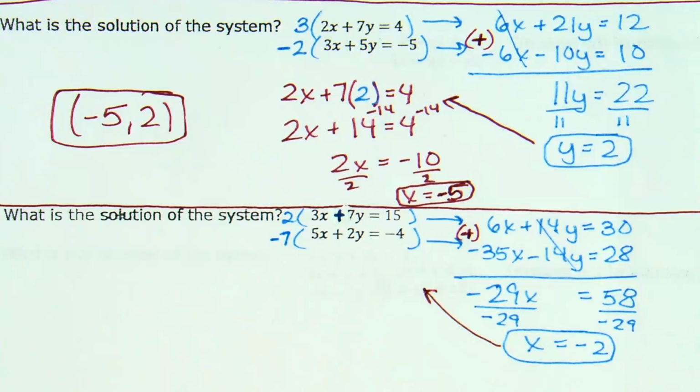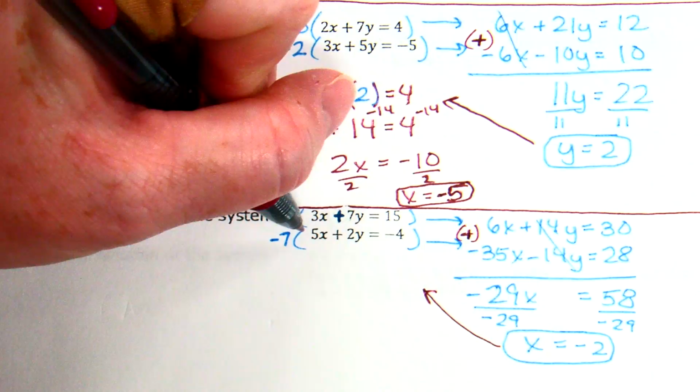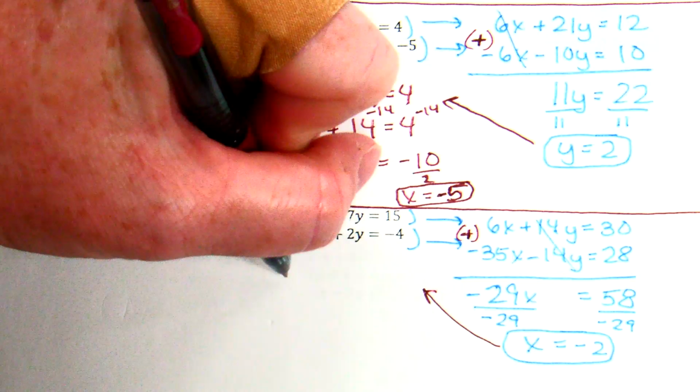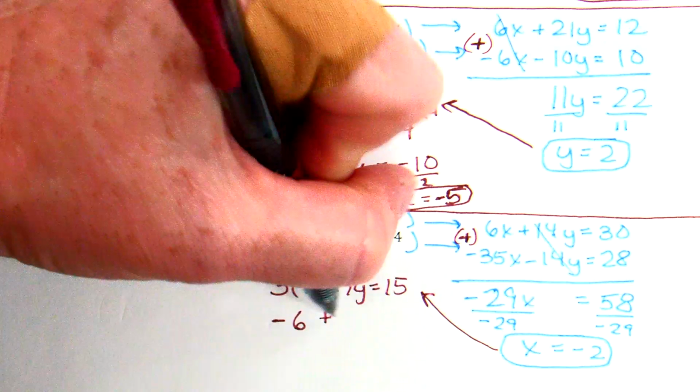And which one? Top one is a little bit bigger numbers, bottom one has a negative, right? They each have their problems, right? Okay, so what did you say, Connor? Top one? Yep. So 3x, so 3 times -2 plus 7y equals 15. 3 times -2 is -6. Plus 7y equals 15.